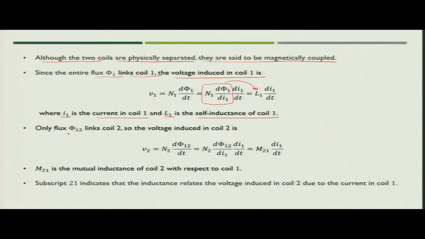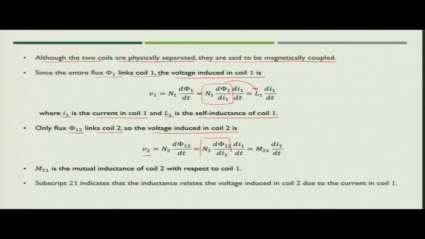Now, the second part, the phi 12 part of the total flux phi 1, only links coil 2. So, what would be the value of the voltage induced in coil 2 because of the portion of the flux caused by current I 1, that is phi 12? In that case we can write V 2 is nothing but N 2 d phi 12 by dt, or you can write N 2 d phi 12 by d I 1 into d I 1 by dt.